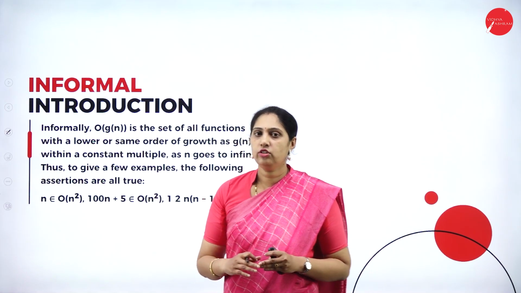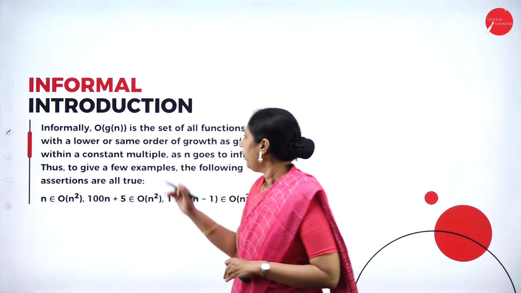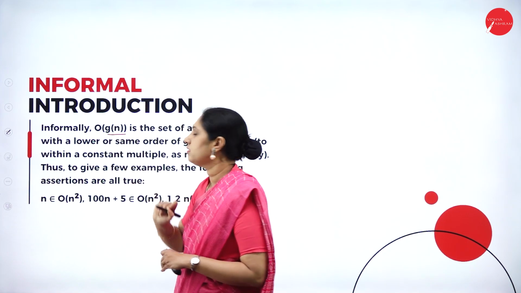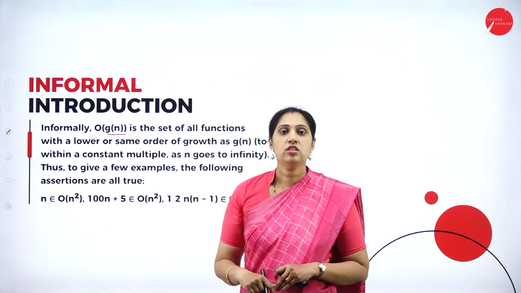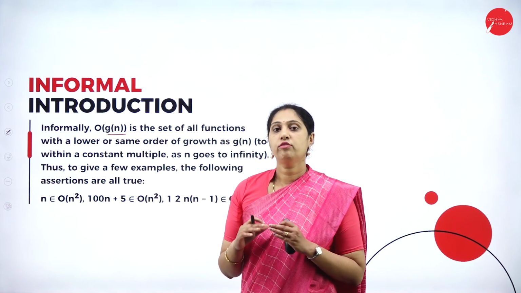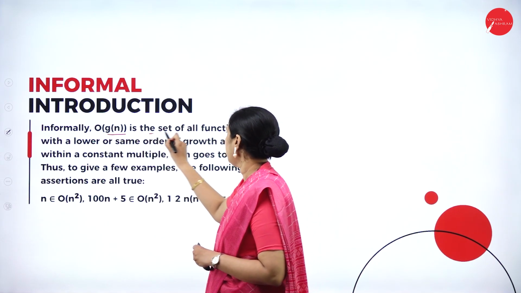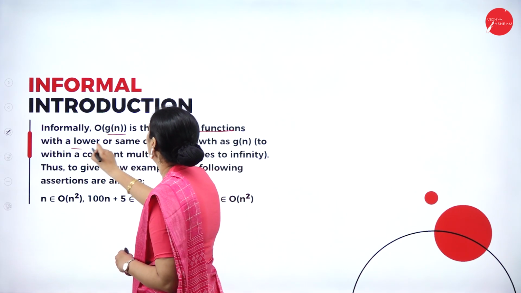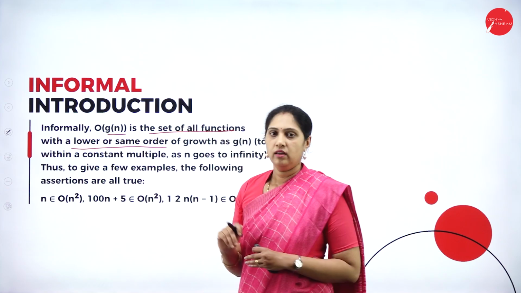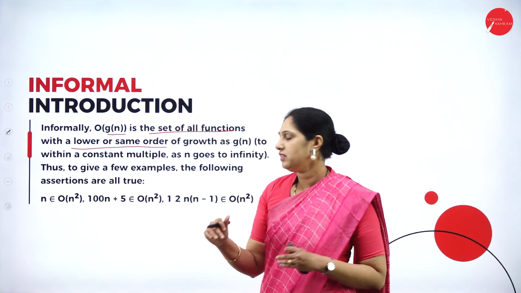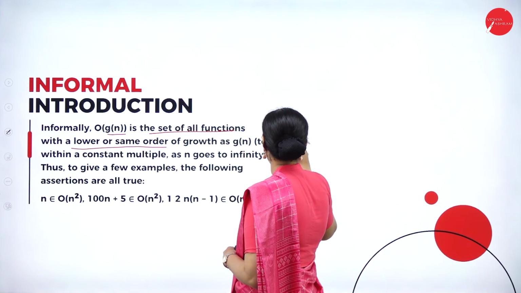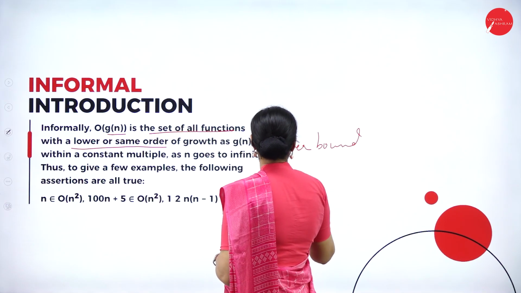So how to denote this? We know it is big O. And what we have written inside this? It is g of n. What is g of n? G of n is what? Function. We say it is the set of all functions with a lower or same order. With a lower order, we can say it has lower bound to upper bound.